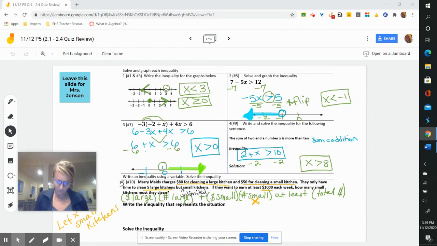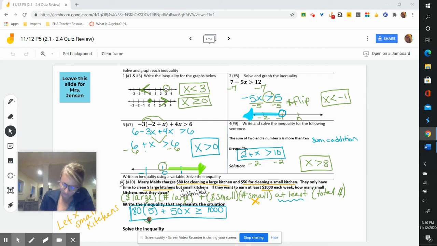So now let's fill in what we do know. $80 for a large kitchen. And they have time to clean 5 large kitchens. $50 for a small kitchen. We're multiplying that times x because we are going to use this inequality to determine how many small kitchens they have to clean. And we want that amount to be at least, which is greater than or equal to $1,000. So there's our inequality that represents the situation. And now let's solve.